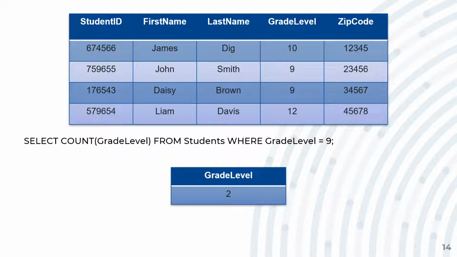And here we are trying to count the number of 9s that there are in the grade level column by using the statement select count grade level from students where grade level equals 9. These are the conditions that you would use with the count with the where keyword. And this prints that since there are only 2 9s in the column, it prints out 2.